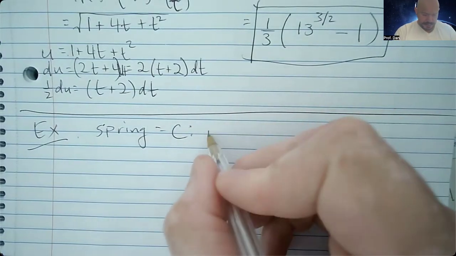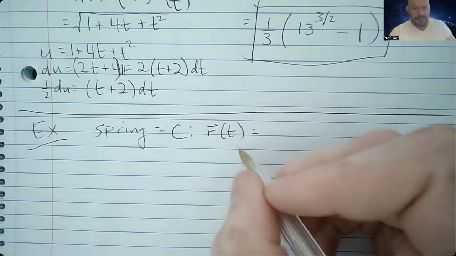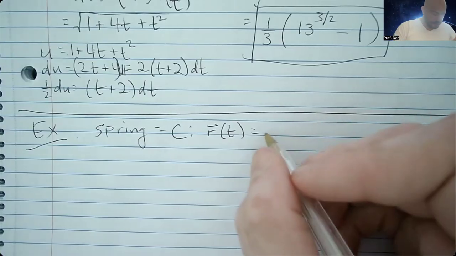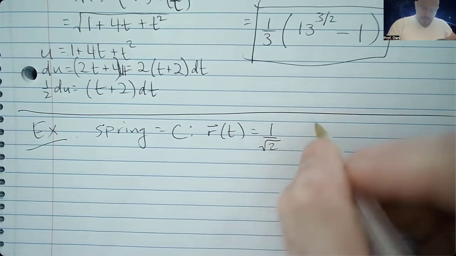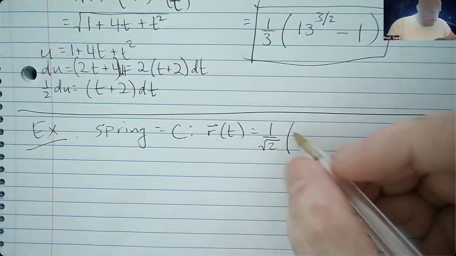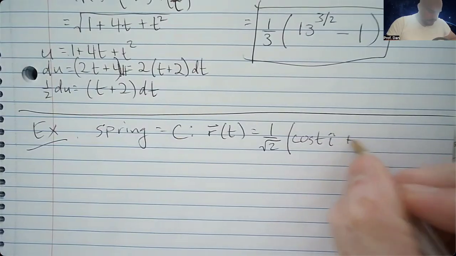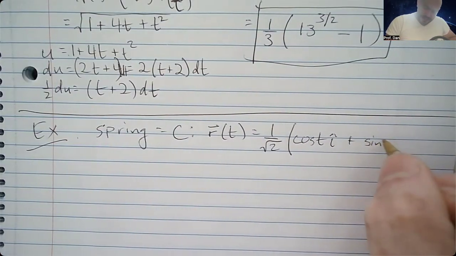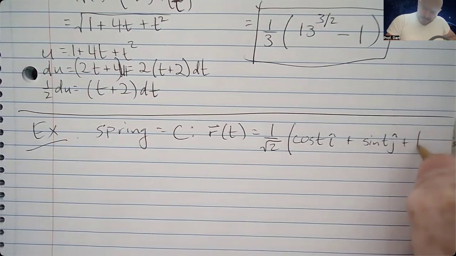And in this problem, we're given that the spring is represented as a vector valued function as 1 over square root 2 multiplied by cosine of t i plus sine of t j plus t k.